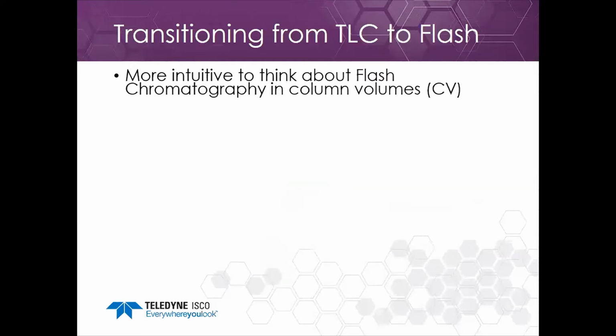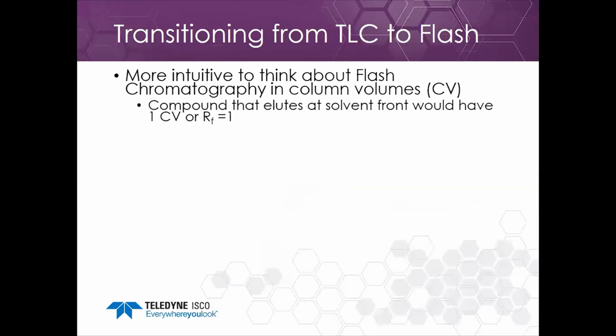When we transition from TLC to flash, though, it's a little bit more intuitive to think about flash chromatography in terms of column volume. So in TLC, as the solvent moves, the compound moves, and we establish the RF value. The easy way to think about this is that if you have a compound that elutes with the solvent front, it would have an RF of 1, and essentially that would be eluting at the same as 1 column volume of solvent. So it's traveling at basically the solvent front, and that would be one column volume to get it off the column.